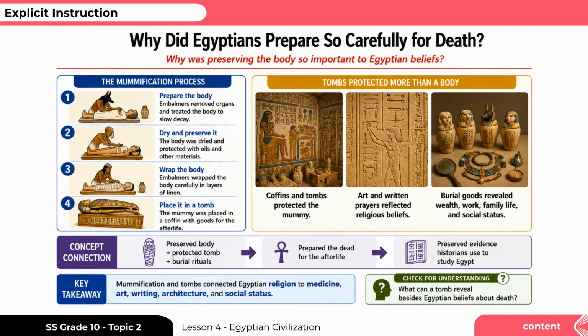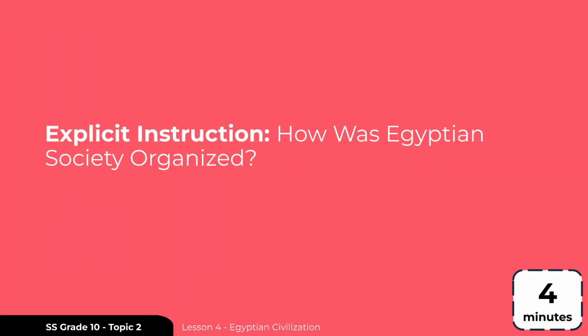Think about it. What can a tomb reveal besides Egyptian beliefs about death? Tomb evidence also shows that wealth and status affected Egyptian life. That brings us to our next question. How was Egyptian society organized?